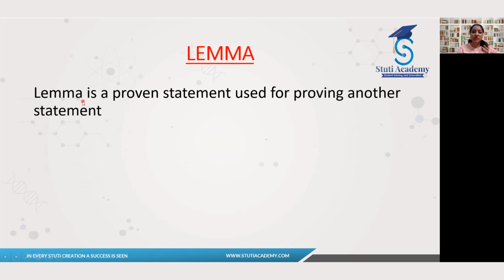Now, lemma, this terminology we'll be using. A lemma is a proven statement used for proving another statement. Like we have a theorem. In order to prove that theorem, we have another statement that has already been proved. We are going to use that statement to prove the theorem. So that's called a lemma. It's a proven statement used for proving another statement.